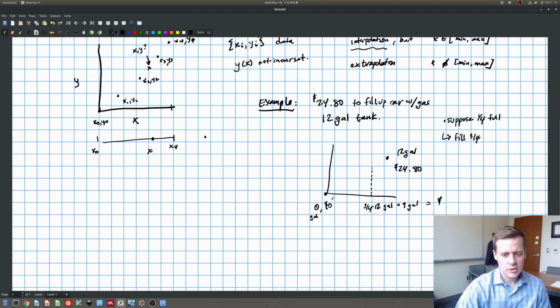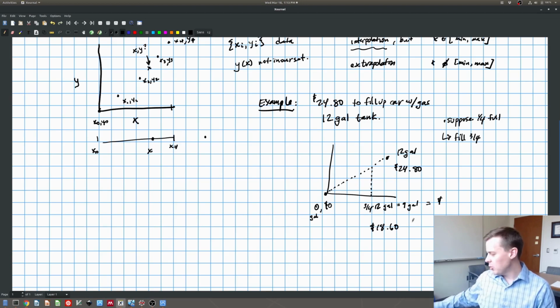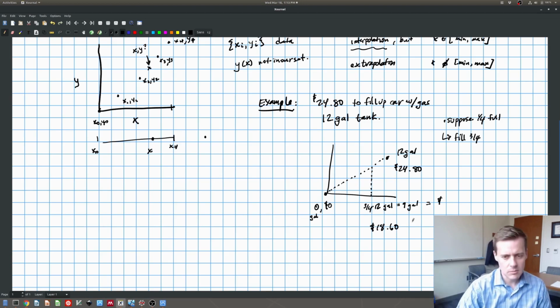If you did that, most of you probably assumed that this was linear between those 2 points. And if you assume it's linear, you're going to get $18.60. That is an example of interpolation. So that's just a quick example. Let me back up and explain a few more things.